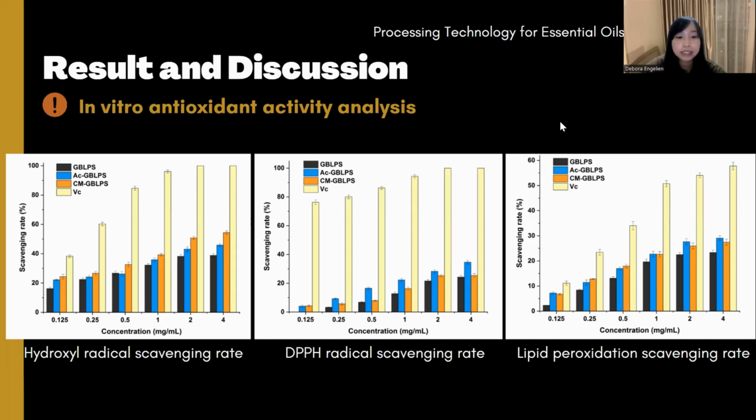CMGBLPS reached half the scavenging rate of the positive control at a concentration of 4 milligrams per milliliter. At the same time, it should be noted that the scavenging rates of ACGBLPS and CMGBLPS still tended to increase when they reached their maximum concentration, which is different from GBLPS.